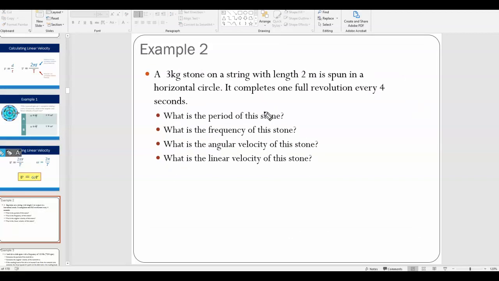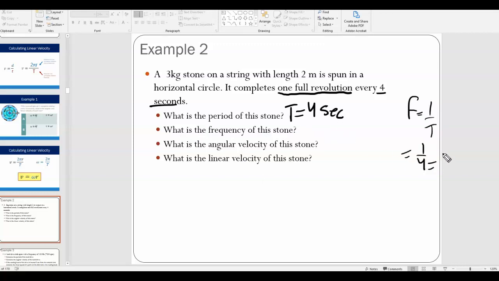First question says, what is the period of the stone? Easiest question in the book as long as you know the definition of period. We're told there's 1 revolution every 4 seconds. Well, period by definition is the time for 1 revolution. So that means the period is 4 seconds. The second question asks us to find the frequency, and of course frequency is 1 over the period. So that would be 1 over 4, which we know is 0.25. So that would be 0.25 hertz.